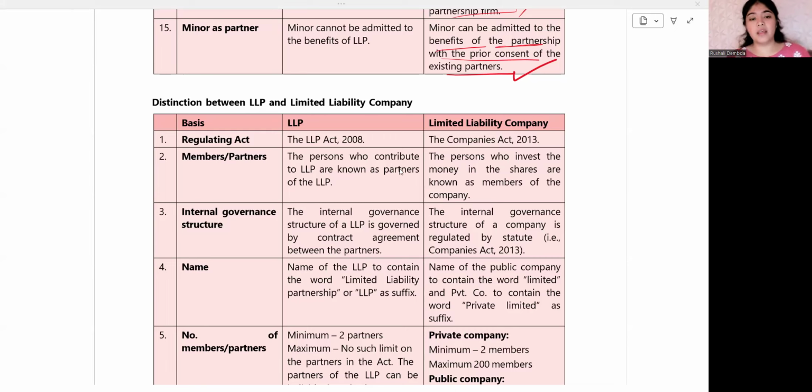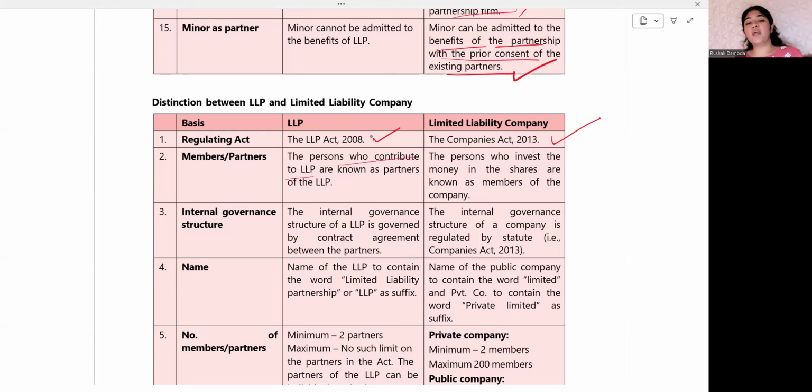Now, next is your company versus the LLP. Company will have greater compliances, or you can say more compliances, than the LLP. They are registered under the LLP Act and these are registered under the Companies Act 2013. Earlier, it was Companies Act 1956.